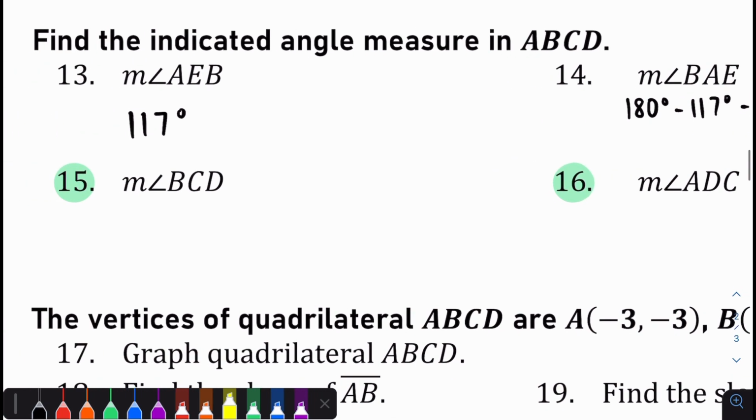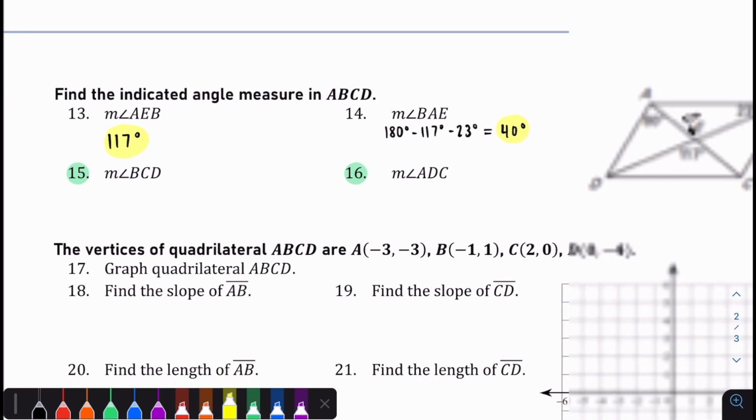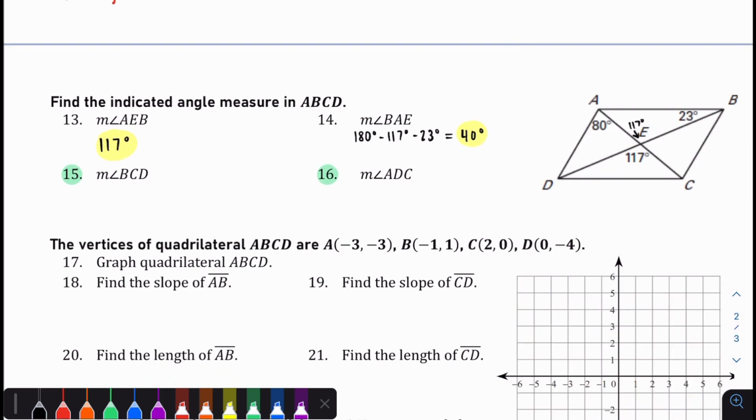Just realized I didn't highlight my last answer. Now to find BCD and ADC, I would recommend looking for something that's congruent to BCD. We might know what a couple of angles add up to. And then for ADC, we might recognize that these two angles add to 180. So that's the hint that I'm going to give you on those two.